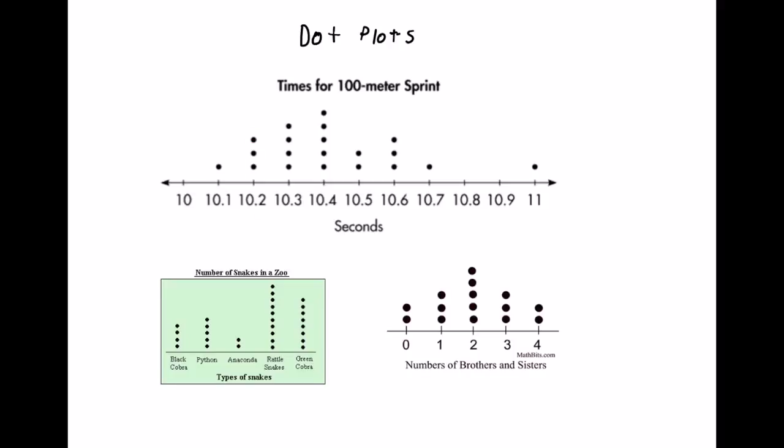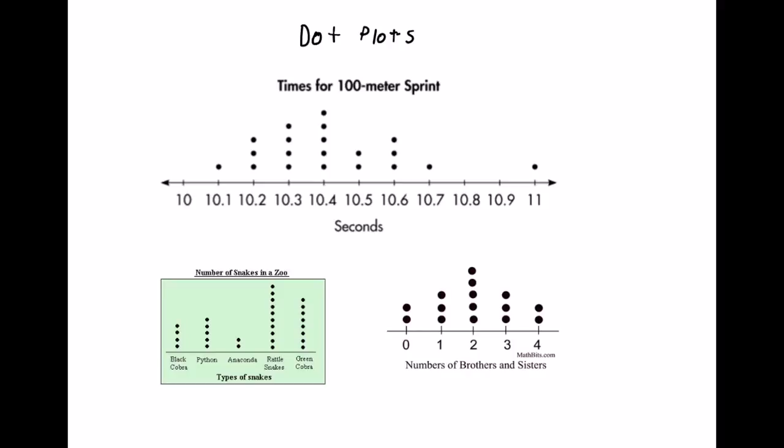3 people got 10.2 seconds. 4 people got 10.3 seconds. 5 people got 10.4 seconds. 2 got 10.5, 3 got 10.6, 1 for 10.7, none for 10.8 or 10.9, and then 1 for 11. So that's what dot plots do. They're just the number of times something showed up.